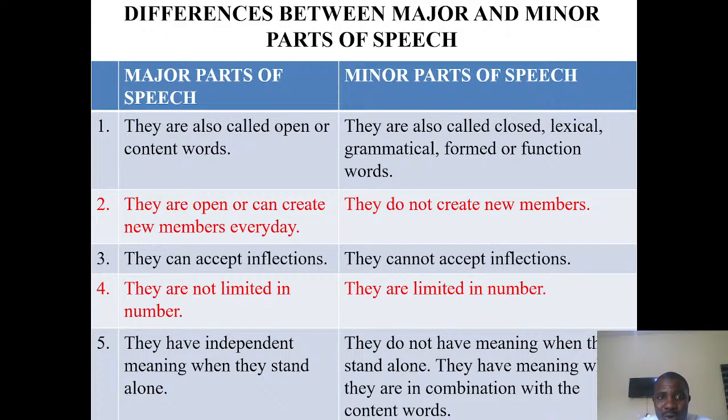And number 2, we say they are open and can create new members every day. I've explained it. The minor parts of speech cannot. And number 5, we said they have independent meaning when they stand alone. When you say John, you know you are calling a human being, somebody's name. Anybody who is asked John can easily know that you are referring to him.